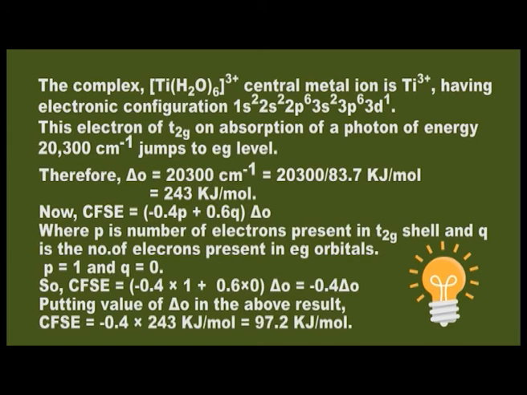Therefore, delta O is equal to 20,300 cm^-1, that would become 20,300 divided by 83.7, which ultimately will become 243 kilojoule per mole. Now, the value of CFSE will be minus 0.4 P plus 0.6 Q delta O, where P is the number of electrons present in the t2g subshell and Q is the number of electrons present in the eg orbitals. As you can see here, P is equal to 1 and Q is equal to 0. So, CFSE is equal to minus 0.4 into 1 plus 0.6 into 0. Therefore, the total energy will become minus 0.4 delta O. Putting the value of delta O in this result, CFSE will become minus 0.4 into 243 kilojoule per mole, that is, it will become minus 97.2 kilojoule per mole.